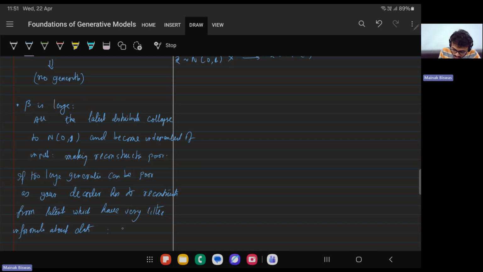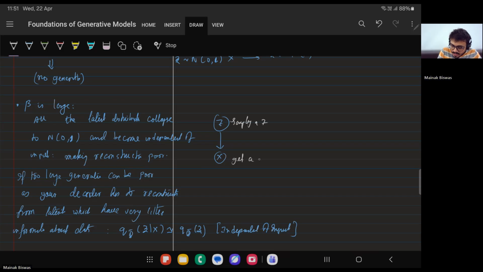which means that q phi of z given x almost becomes equal to q phi of z, which is independent of the input. So if you have no features about the input, clearly our generative model is this, where we are sampling a z and we get a data sample. So if they are independent, I can never sample.